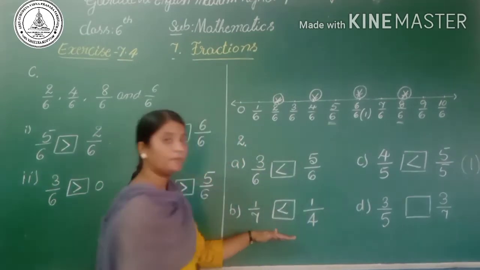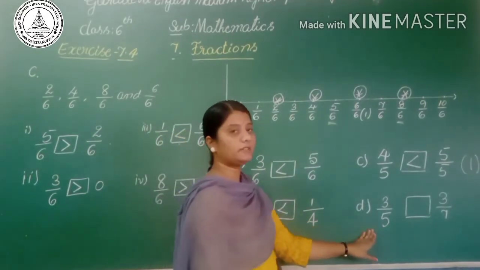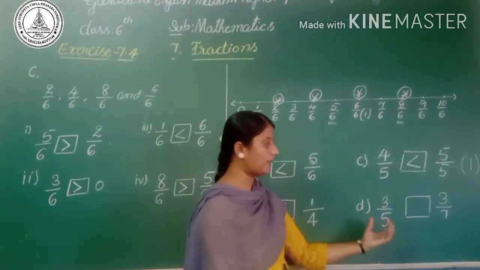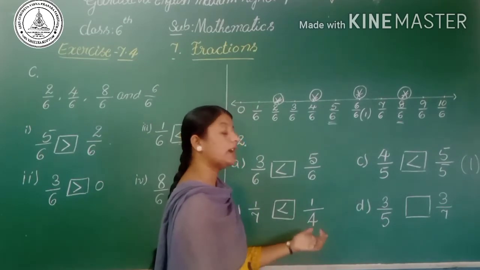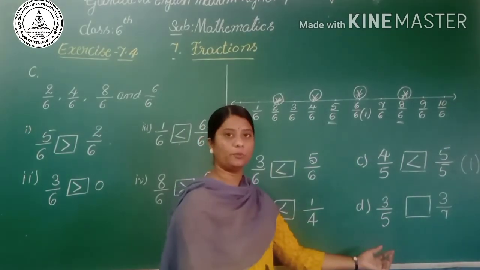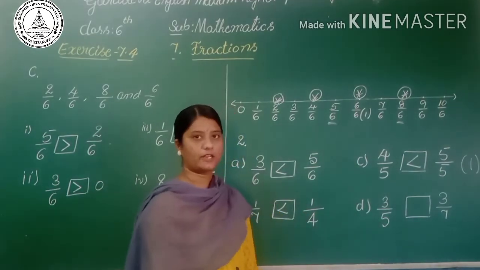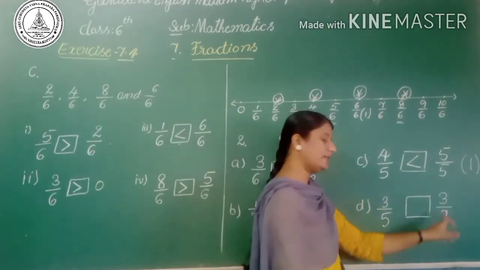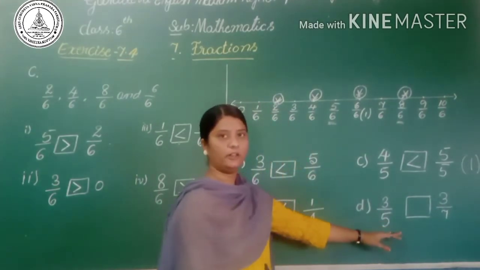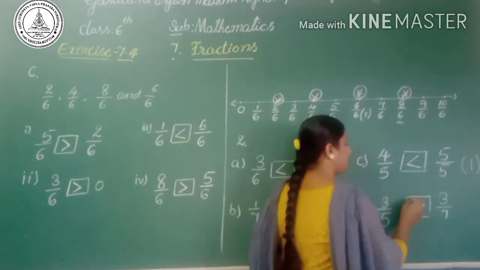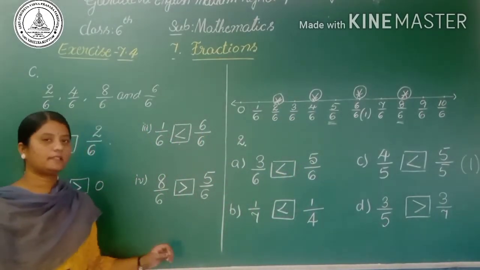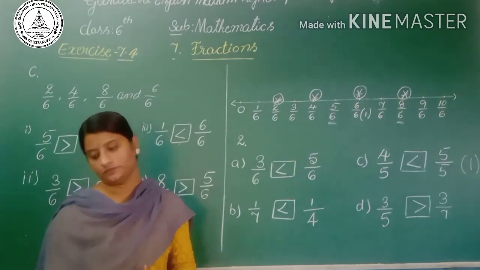It is similar to the B question. Here the fractions have the same numerator but different denominators, these are unlike fractions. So in these cases we have to observe the lesser denominator. The fraction having the lesser denominator is the greater fraction. Okay, here 3 by 5, 3 by 7. So 5 is less than 7, so it is the greater fraction. Okay, yes, 3 by 5 is greater than 3 by 7. Okay, yes, is it clear? Then let's go to the third question.